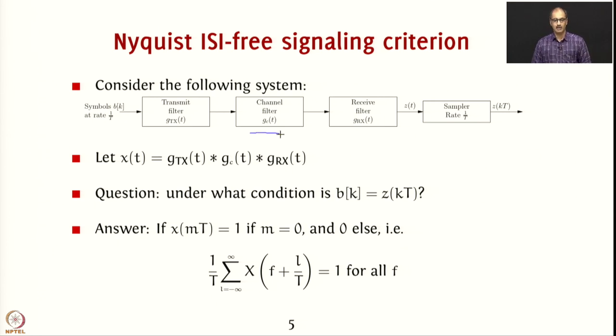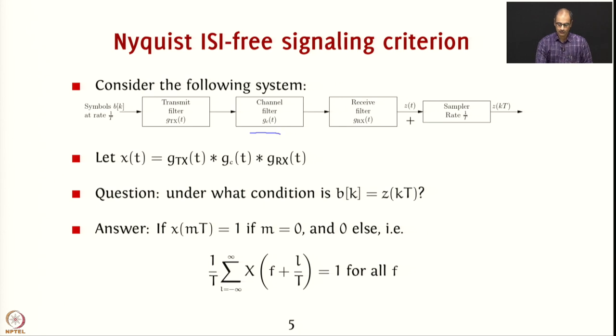The channel can be a wire channel, or it can be air, or it can be an optical fiber, and there are many such possible channels which themselves may have their own impulse response or frequency response that can affect your signal. Finally, you have a receive filter, that is, at the receiver, before you get back your symbols, you will filter them so that you maybe undo the effect of the channel or make some process so that you are able to get the symbols more reliably.